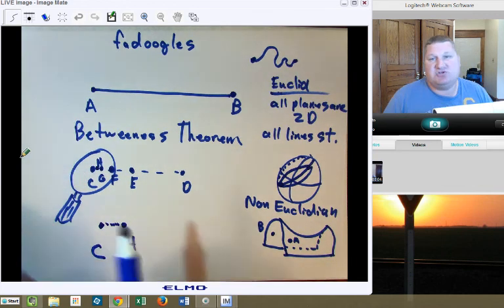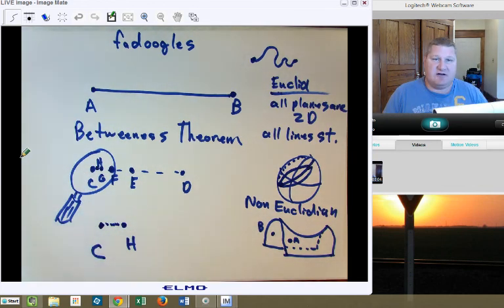So the betweenness theorem isn't so much that there is a single point between any 2 points. It's that there's at least one point between any 2 points. And by at least, I actually mean there are an infinite number of points between those 2 points.